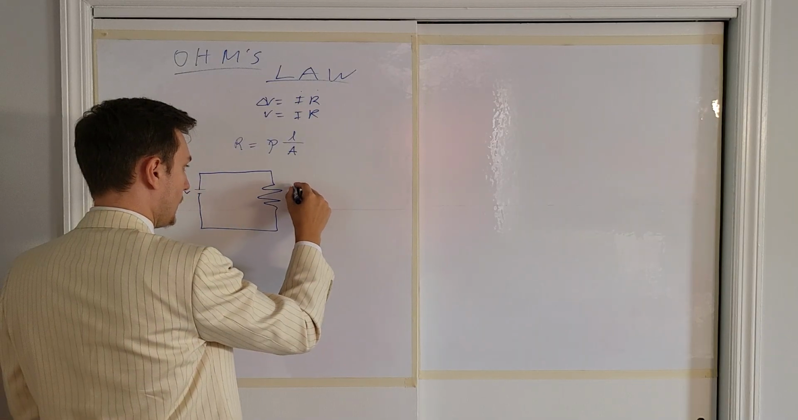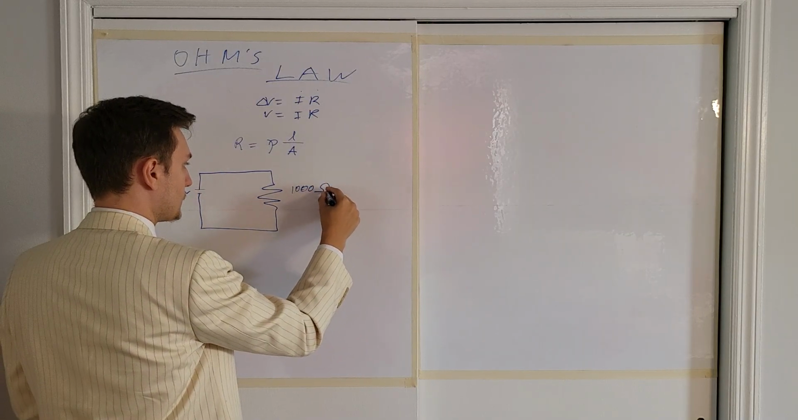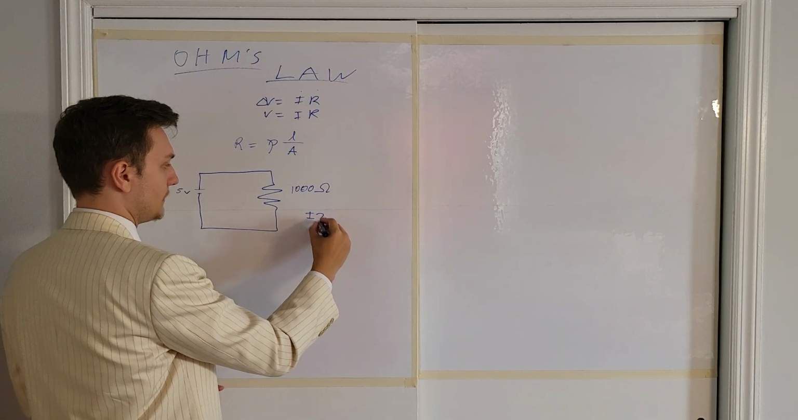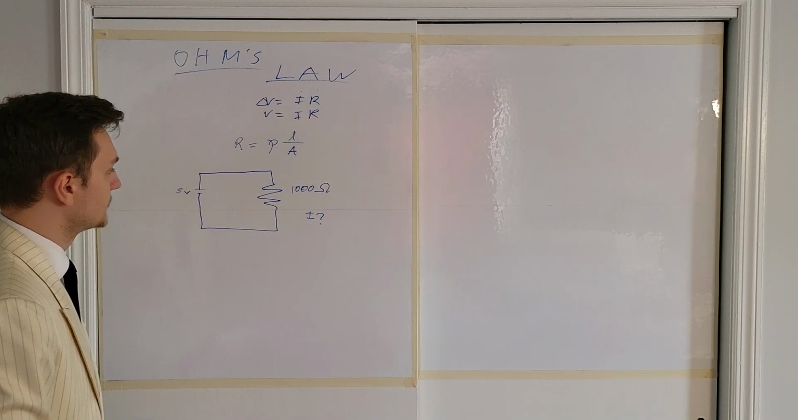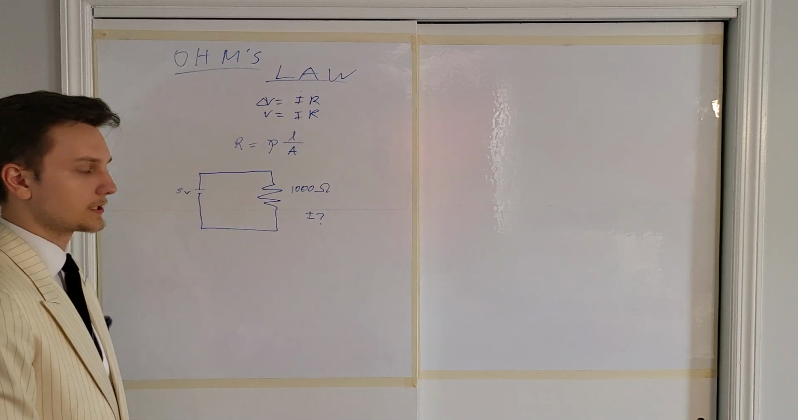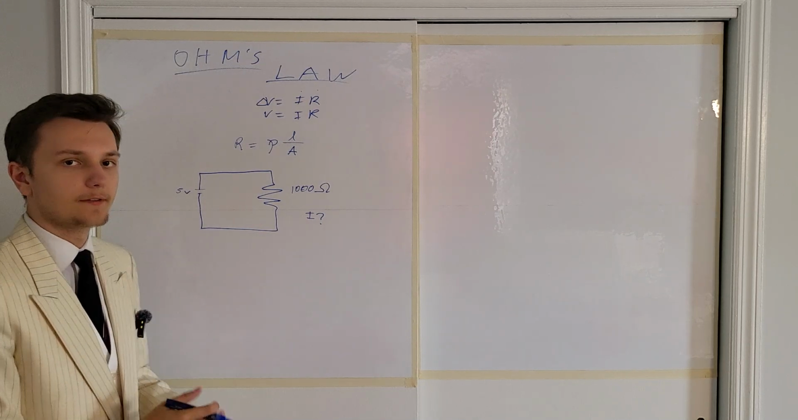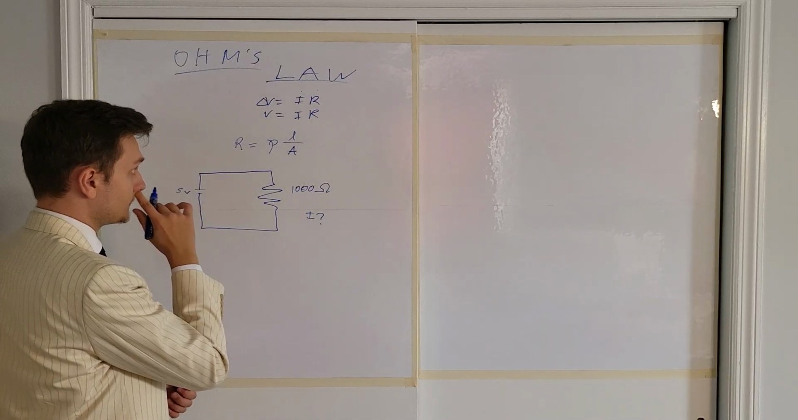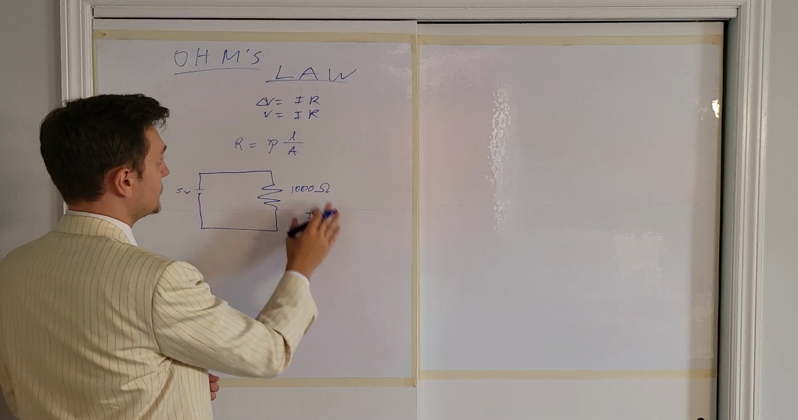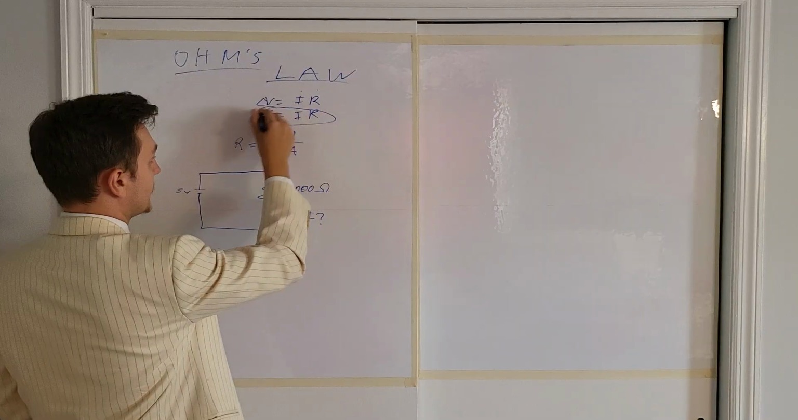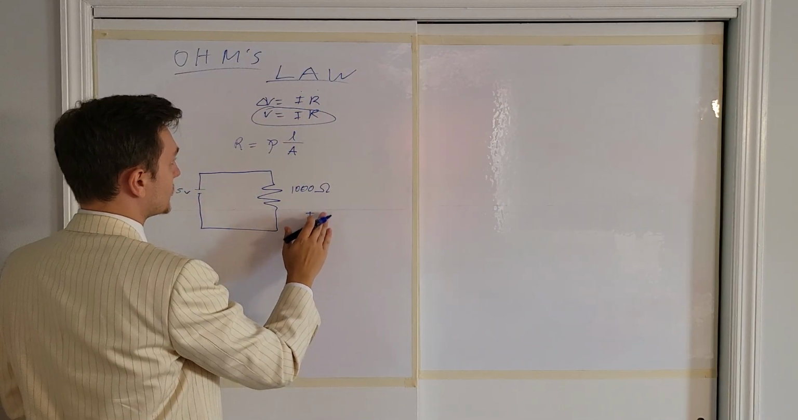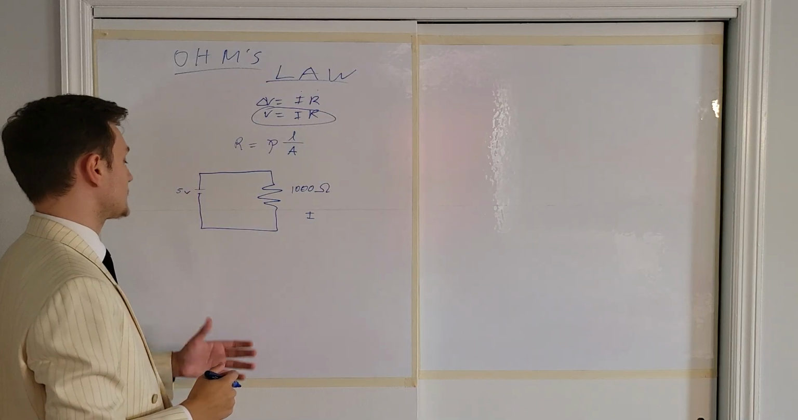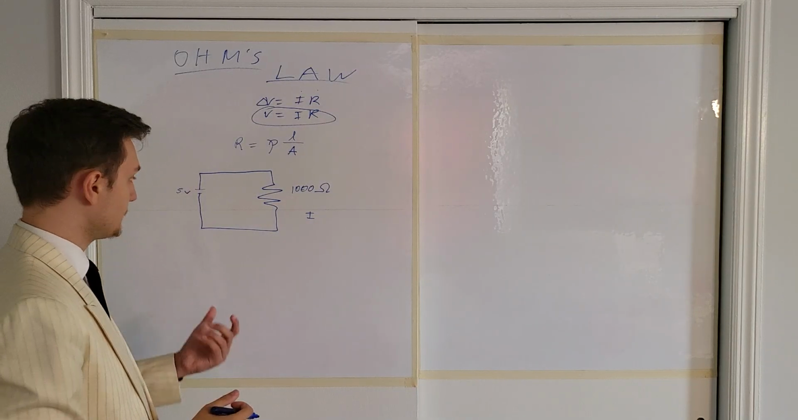Let's say I have a 1,000 ohm resistor, and I want to find the current flowing through my battery, or the current flowing through my circuit, okay? They're kind of the same thing. Current flowing through your battery, current flowing through your circuit. So what I would do is I would use Ohm's law, V equals IR. What is the potential difference, the voltage difference, across my resistor? Well, it's the same as the potential difference across the battery.